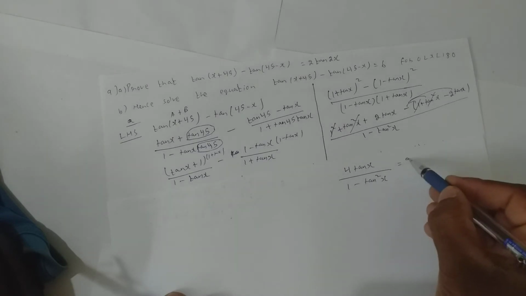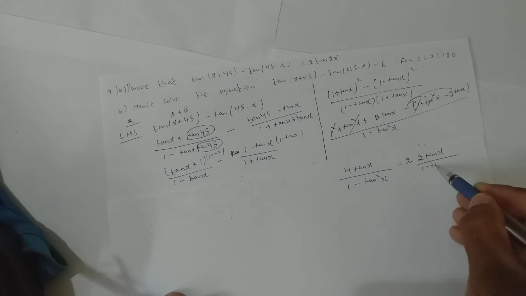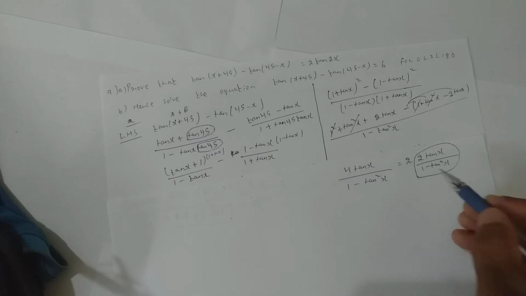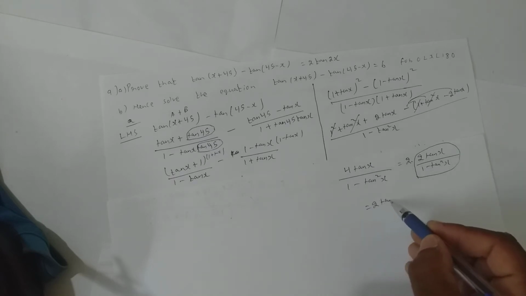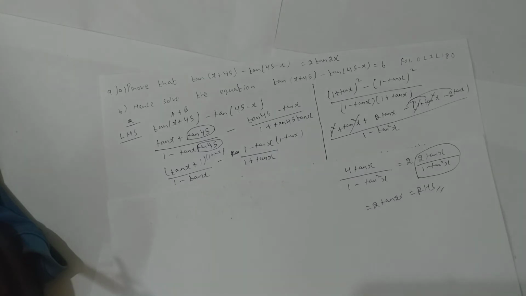This I can write as 2 times 2 tan x / (1 - tan squared x). This is the formula for tan 2x, which is equal to tan 2x, my RHS. My sum is proved. Am I clear so far?